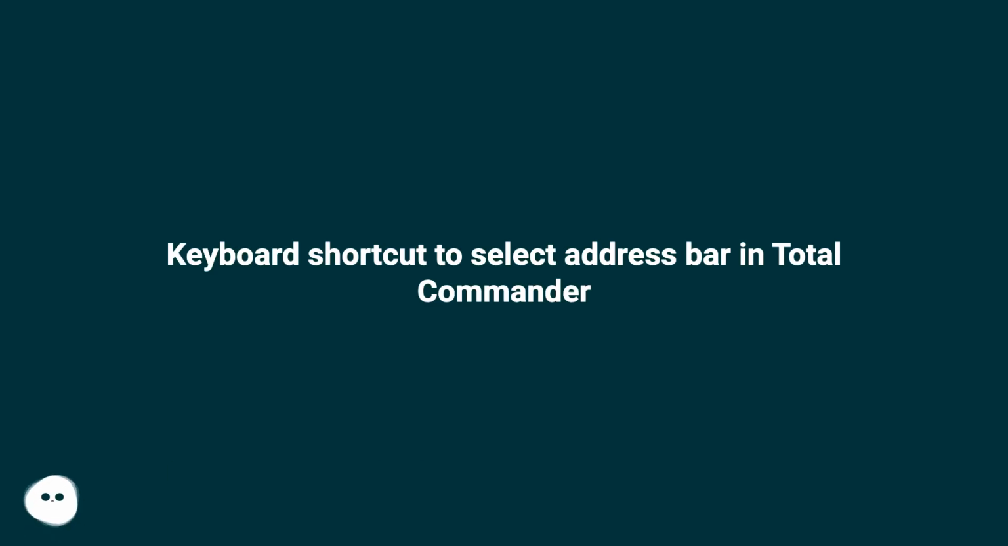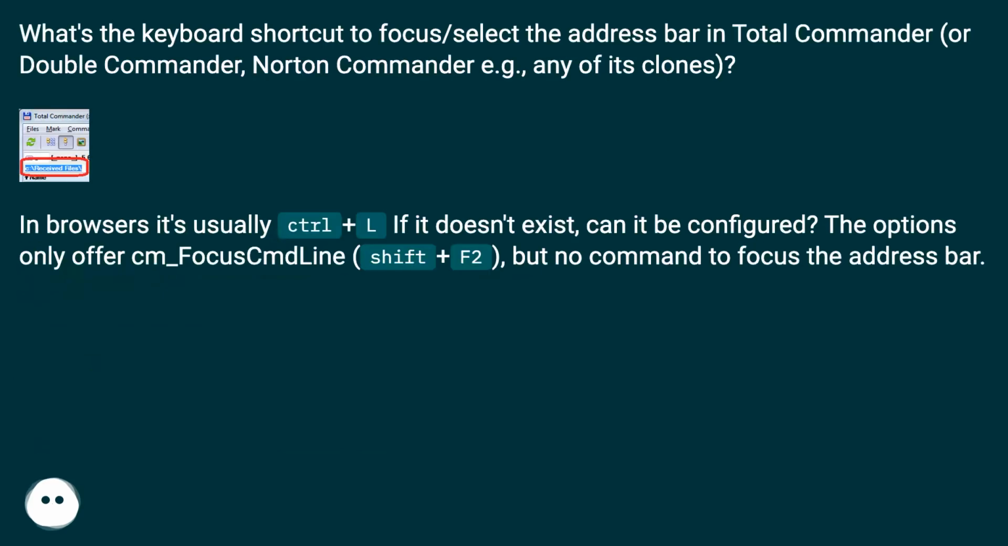Keyboard shortcut to select address bar in Total Commander. What's the keyboard shortcut to focus, select the address bar in Total Commander, or Double Commander, Norton Commander, e.g., any of its clones? In browsers it's usually Ctrl+L. If it doesn't exist, can it be configured? The options only offer cm_focus command, Shift plus F2, but no command to focus the address bar.